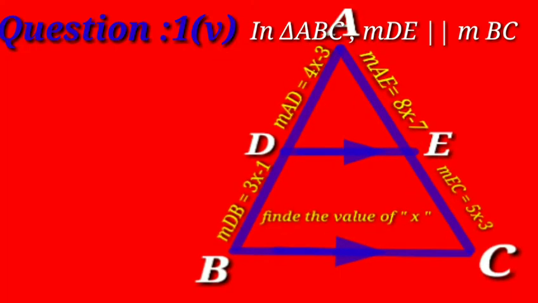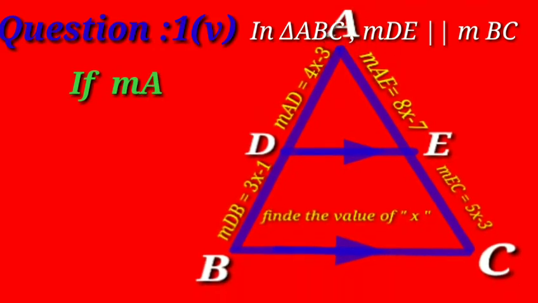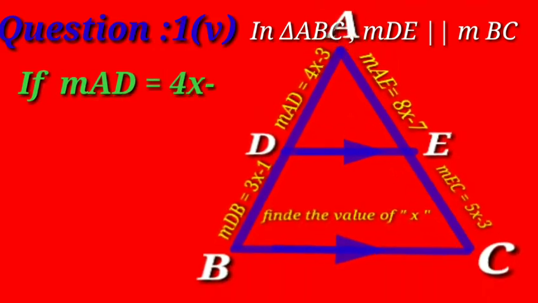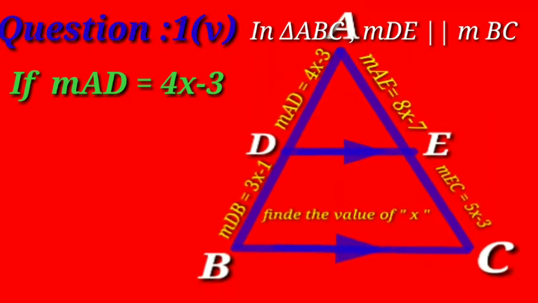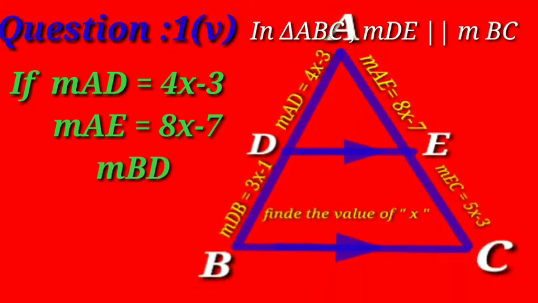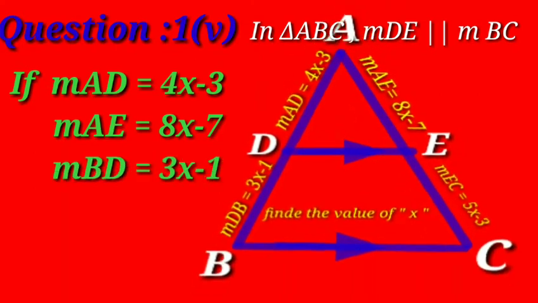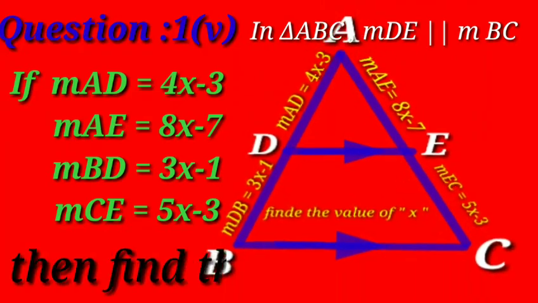Part 5 of question 1. In a triangle ABC, where side DE is parallel to the side BC, if side AD is equal to 4x minus 3 and side AE is equal to 8x minus 7 and side BD is equal to 3x minus 1 and side CE is equal to 5x minus 3, then find out the value of x.